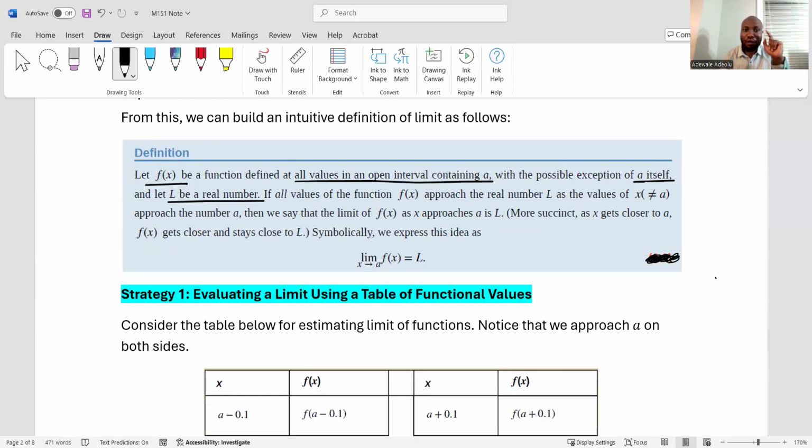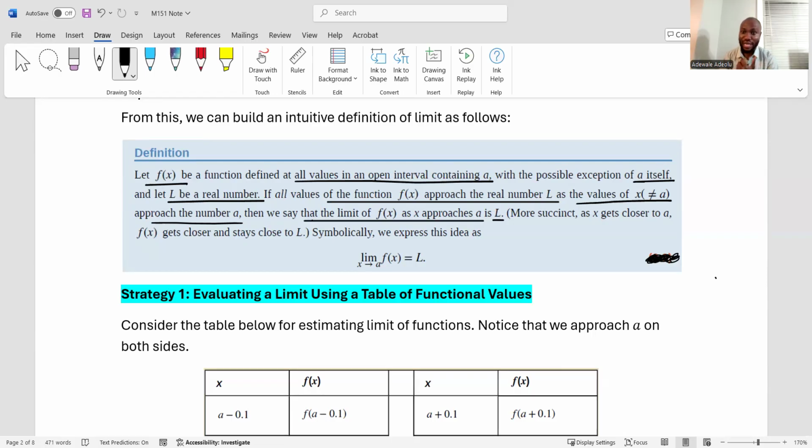So if all values of the function f of x approach the real number L as the values x, which is not a, which is not that particular point, but the x values as you study it closer and closer and closer to that point a on both sides. If it approaches that number a, then we say that the limit of that function as x approaches that value a is that real number L.